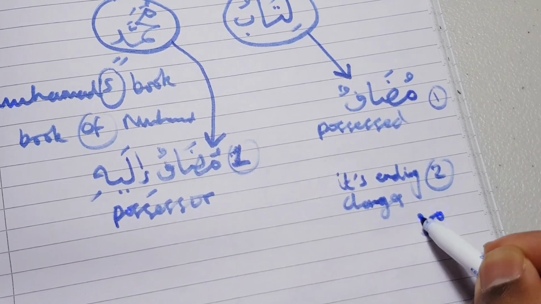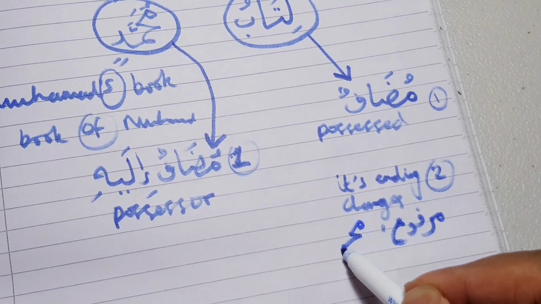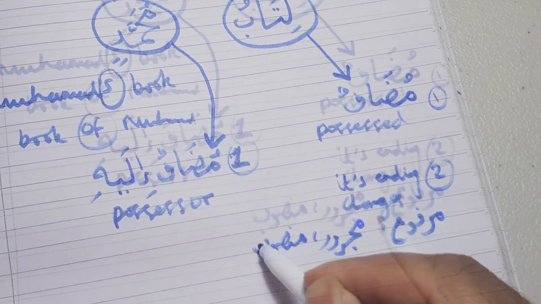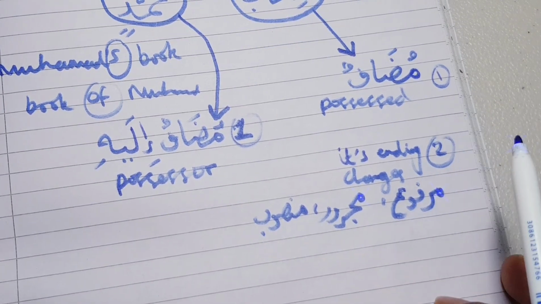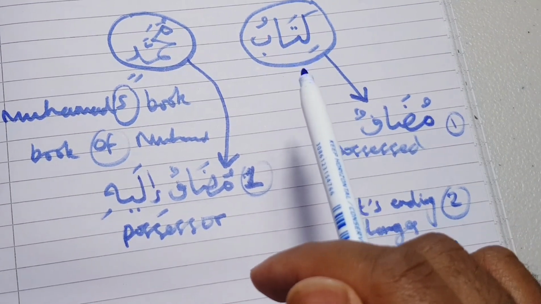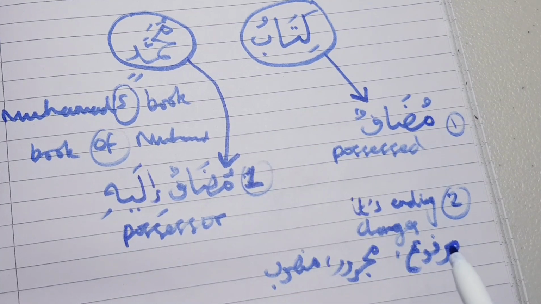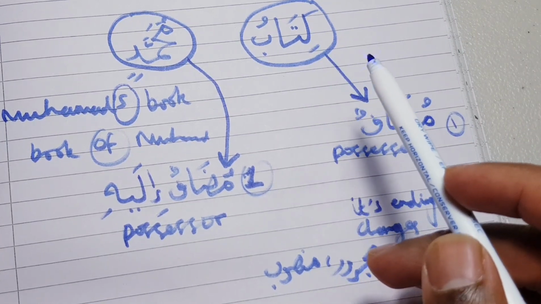So it could be marfu'un, majroorun, or mansubun. Marfu'un, majroor, mansubun, these are states. So the sentence will determine what state this word is going to be in. Its position in the sentence is what determines what state it's going to be in. So we don't choose that we want it to be marfu', or in this case majroor. This is not down to us. This is down to its position in the sentence, what meaning we're trying to give.